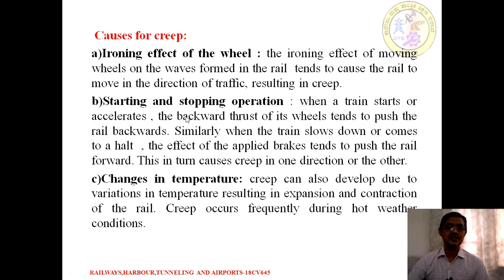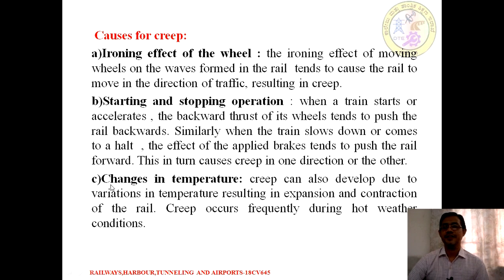Next is due to starting and stopping operation. Whenever the train starts or accelerates, it causes some amount of backward thrust to its wheel, and thereby it tends to push the rail backward. Similarly, when it is slowing down or coming to a halt, the application of the brake tends to push the rail in the forward direction. So, both starting and stopping operations can have a tendency to develop a creep, once again in the direction of the traffic.